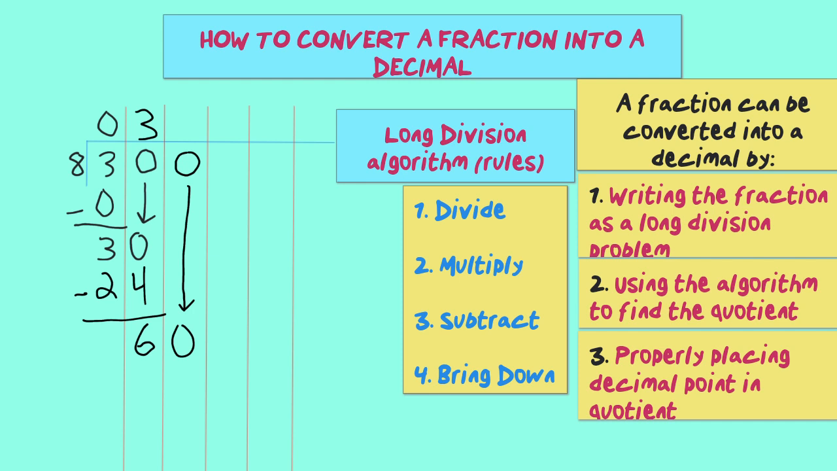All right, now we're back at number 1. Divide. How many times can 8 go into 60? 8 can go into 60 7 times without going over. 8 times 8 would be 64. That's too much. And so 8 times 7 is 56. Okay. We subtract. We get 60 minus 56, and we get 4.